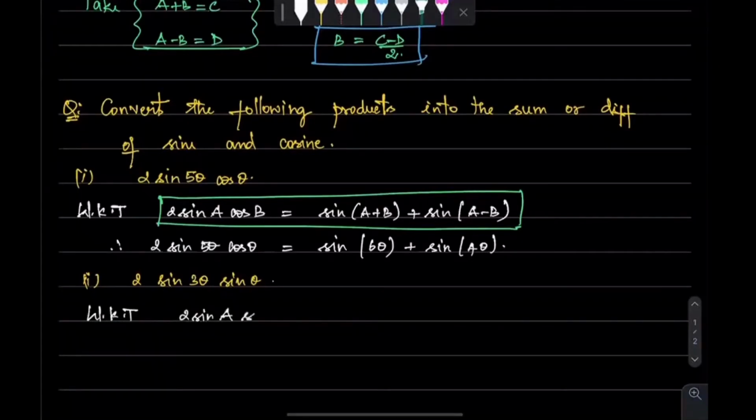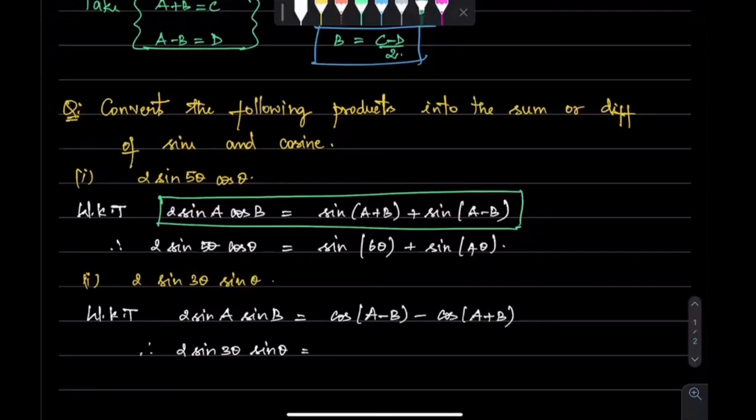What is 2 sin A sin B? Cos(A minus B) minus cos(A plus B). Very good. Plus or minus? Minus cos(A plus B). So therefore, what is the answer? 2 sin 3 theta sin theta, what do you get? Cos 2 theta minus cos 4 theta. So these basic conversions you should know. This is from product to sum.